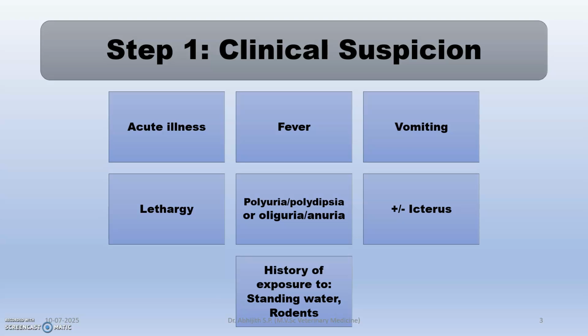Step 1 will be clinical suspicion. The animal will be presented to us with the following clinical signs. Whenever there is an acute illness with fever, often vomiting, lethargy, polyuria, polydipsia, or in the face of oliguria or anuria, plus icterus and a previous history of exposure to rodents or rodent urine or standing or stagnant water.